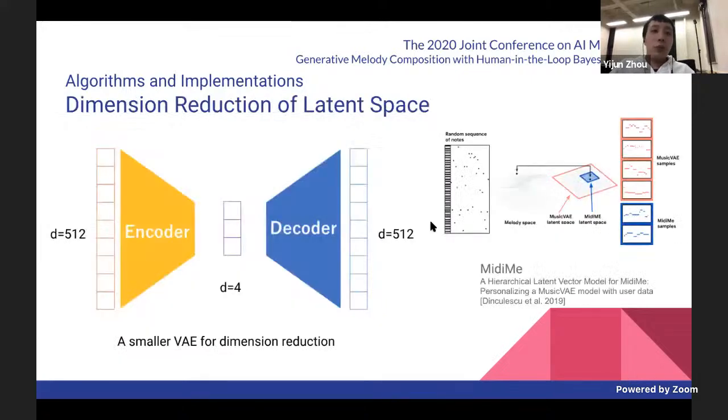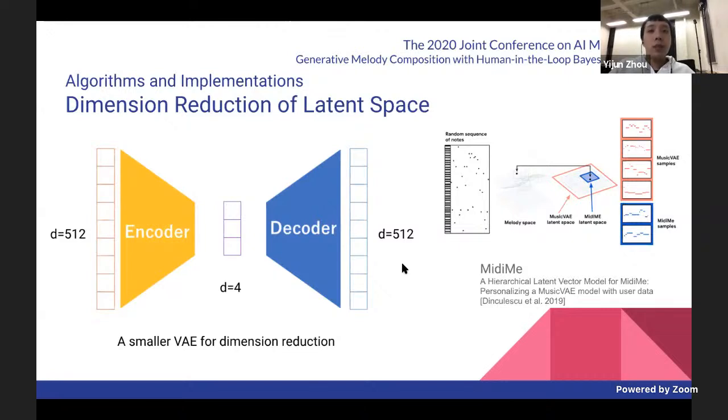So we tested several techniques for this purpose, including principal component analysis, autoencoders, and variational autoencoders, but we found that variational autoencoders, or VAE, work well in terms of minimizing the reconstruction errors and generating convincing and varied melodies. So in this work, we use a smaller VAE, a very small one, to do the dimension reduction. Another work called MIDI-Me also used this kind of technique for dimension reduction.